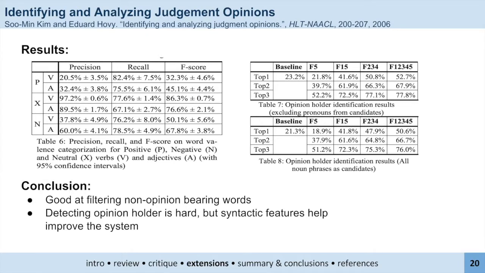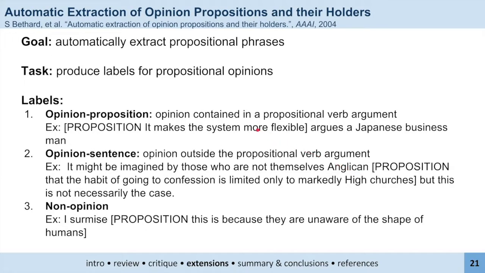Here we present a paper by Bethard et al. that aims to produce labels for propositional opinions. The goal of this paper is to automatically extract propositional phrases and identify their holders. This problem is treated as a supervised classification task based on data labeled with one of the following three labels: opinion proposition, opinion sentence, and non-opinion.